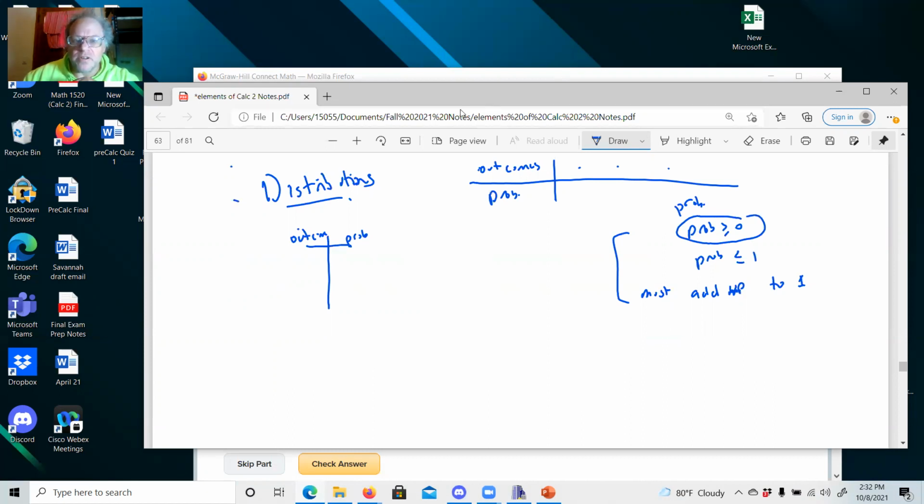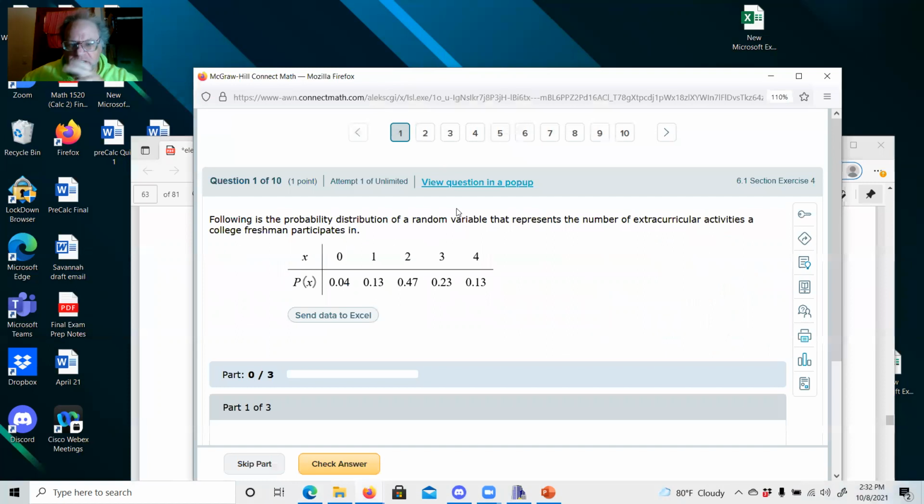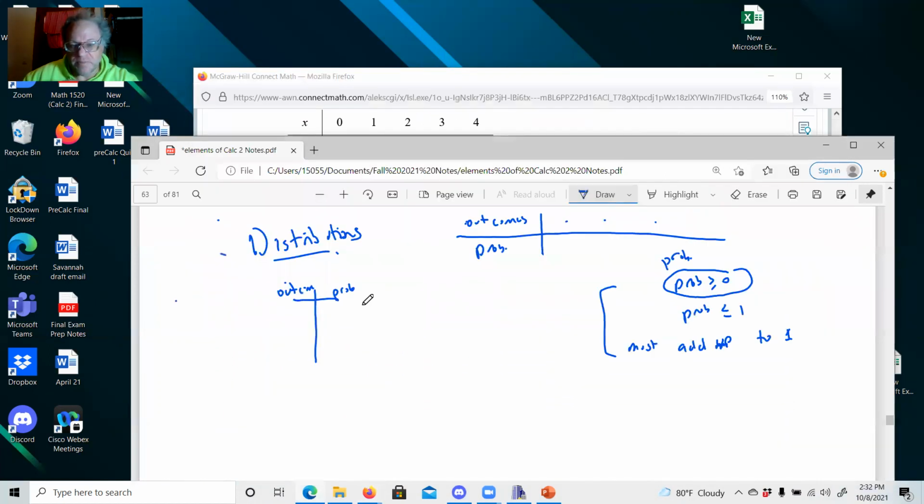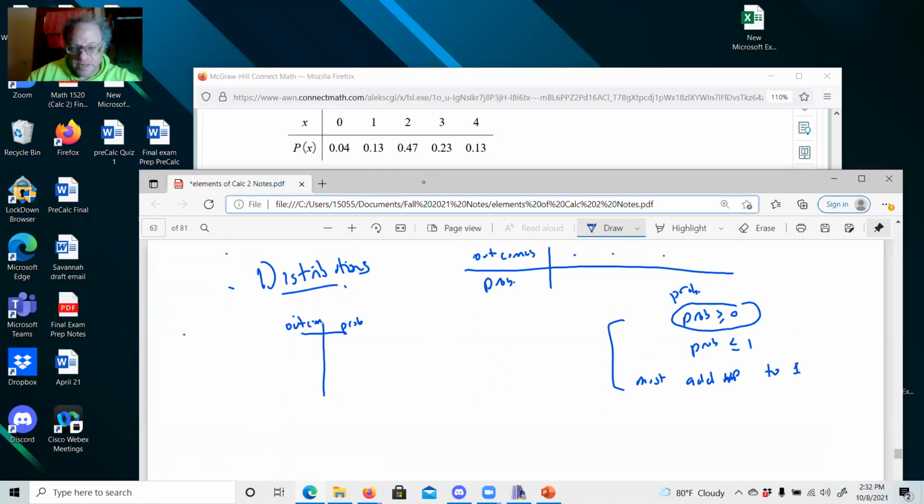All right, so let's just dig in and start looking at a problem here. Okay, so probability. Let's see here. The number of extracurricular activities a college freshman participates in. All right, so we have a thing here. We probably should check to make sure this is a probability distribution. Okay, so we're going to add these up. So we're going to say 4 cents and 13 cents, 47 cents, 23 cents, and 13 cents again.